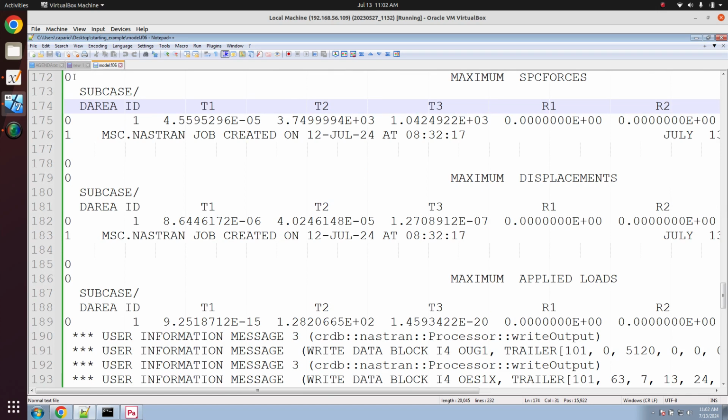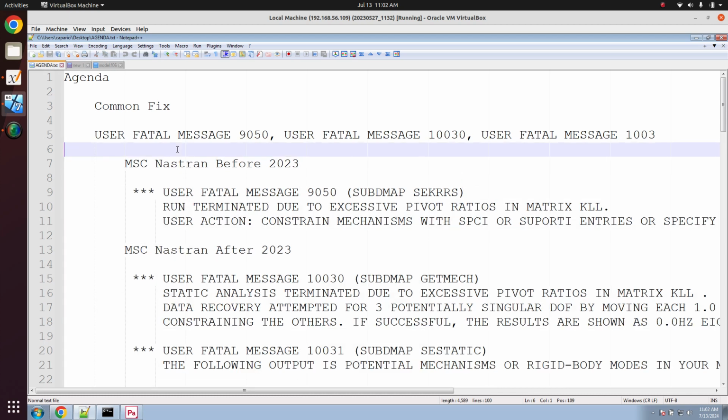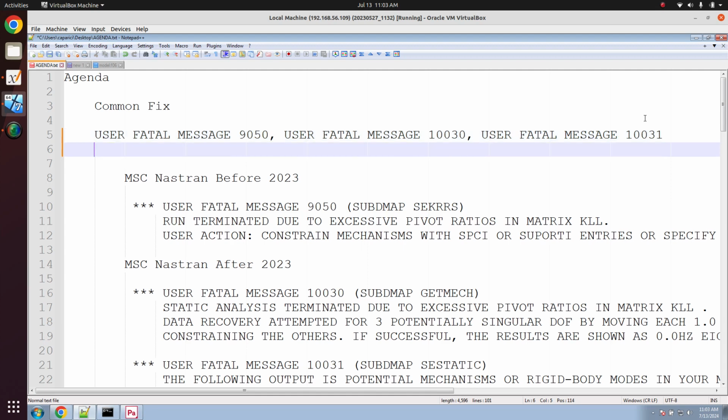Now, if this equivalence option does not work, then this video is for you. In this video, what we're going to do is go into more detail regarding what this user fatal message 9050 means. We're going to go over the new versions of this error message. In newer versions of Nastran, it's actually called 10,030, and user fatal message 10,031. Now, to keep it short, I'm going to refer to these user fatal messages as UFMs.